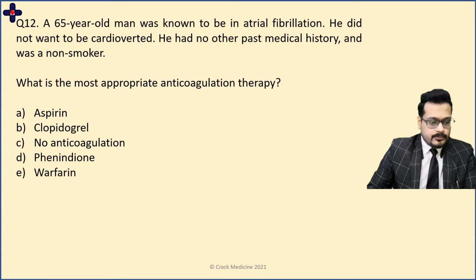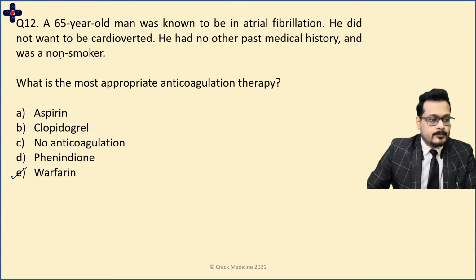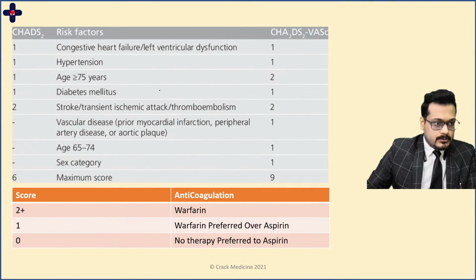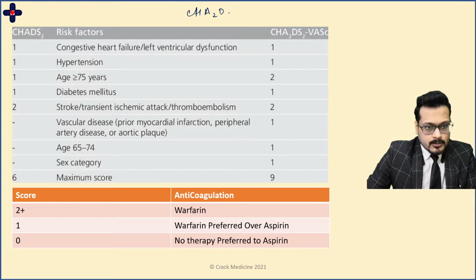Okay, I think most of you have answered Warfarin, which is the right answer here. So 65 years scores 1 point on the new CHA2DS2-VASc scoring for anticoagulation.